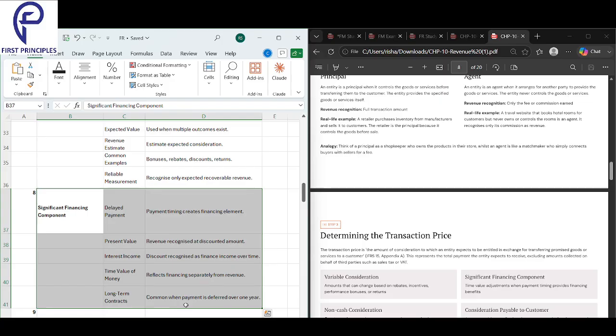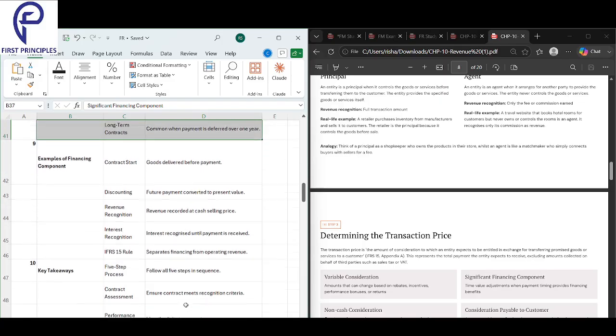Then long-term contract. It's common when payment is deferred over 1 year. When the payment is deferred over 1 year, that's called a long-term contract. You are deferring, and that kind of contract is a long-term contract.